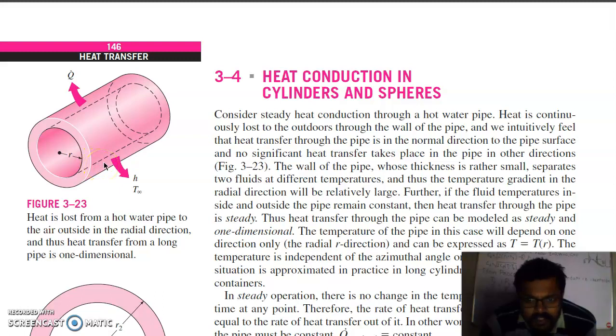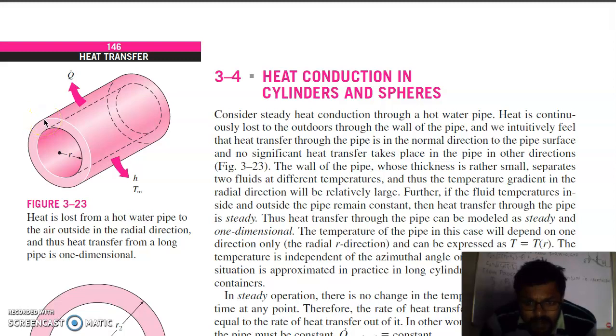Heat is constantly lost to the outdoors through the walls of the pipe, and we feel that heat transfer through the pipe is in the normal direction to the pipe surface and no significant heat transfer takes place in other directions. The wall of the pipe, whose thickness is rather small, separates two fluids at different temperatures, and thus the temperature gradient in the radial direction will be relatively large.